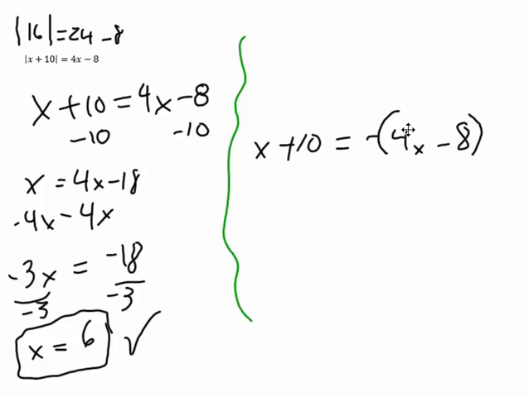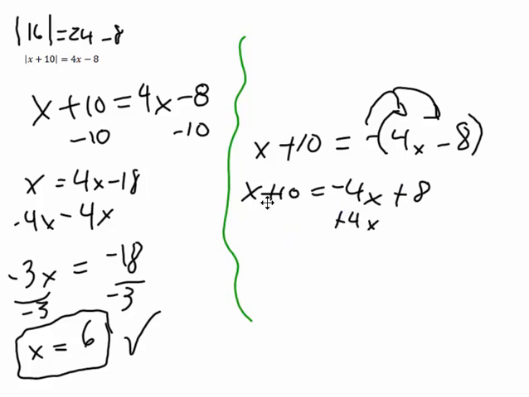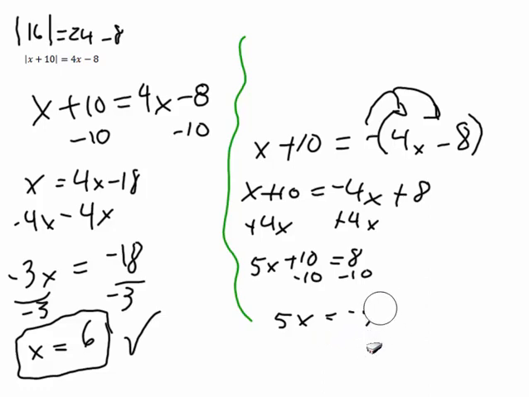All right, so going to this side, I need to distribute this negative first. This negative 1 gets distributed here and here. So I have x plus 10 equals minus 4x plus 8. Now I'm going to add 4x to both sides. And I get 5x plus 10 equals 8. And now I can subtract my 10 from both sides. And I end up with 5x equals negative 4. Excuse me, no, that's not negative 4. That's negative 2.